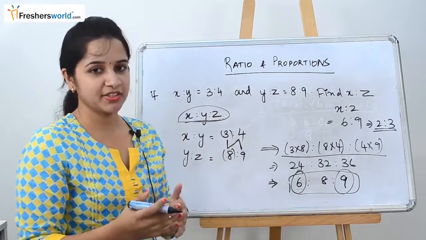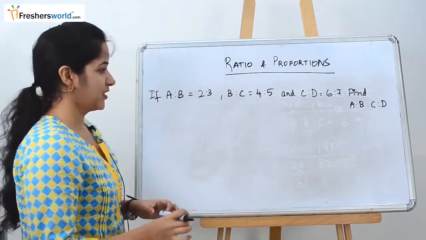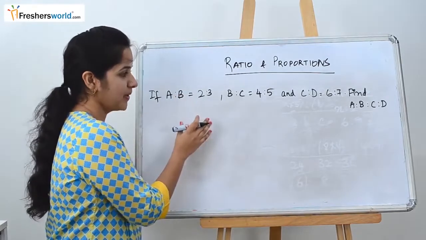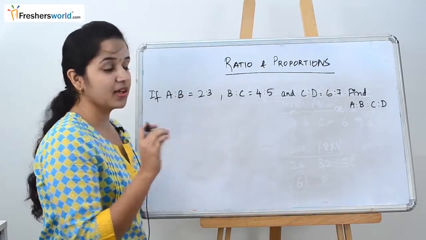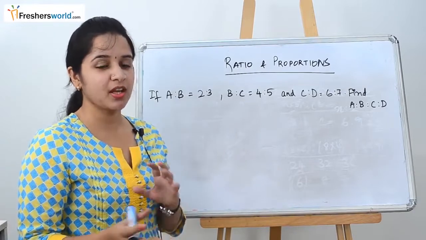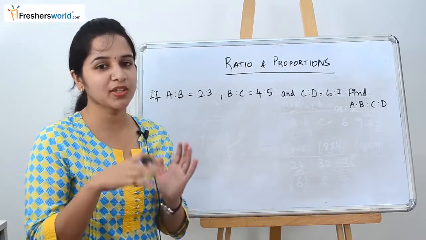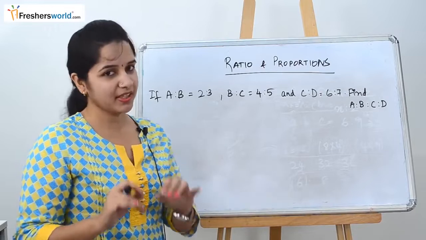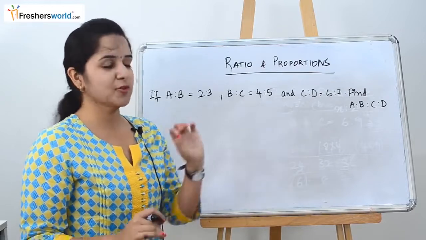Let's go for a higher number of variables to understand it better. In this question, you see that they have given a is to b, b is to c, c is to d, and are asking you to find a is to b is to c is to d. In the previous question we found a is to b is to c through that inverted N. There is a similar technique here to find a is to b is to c is to d.